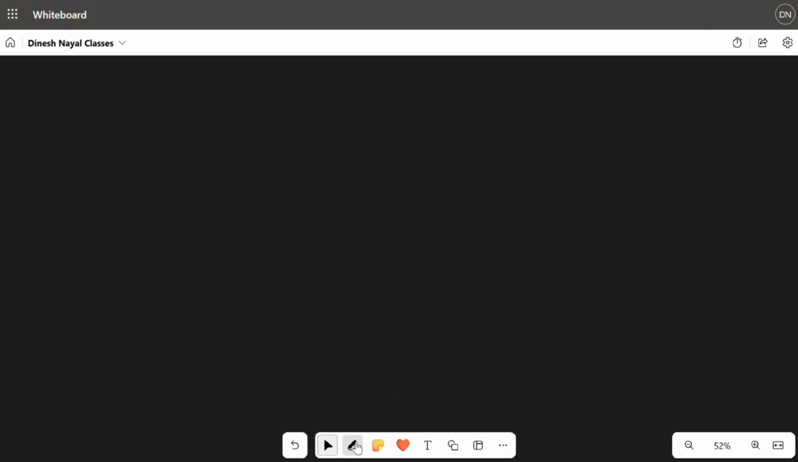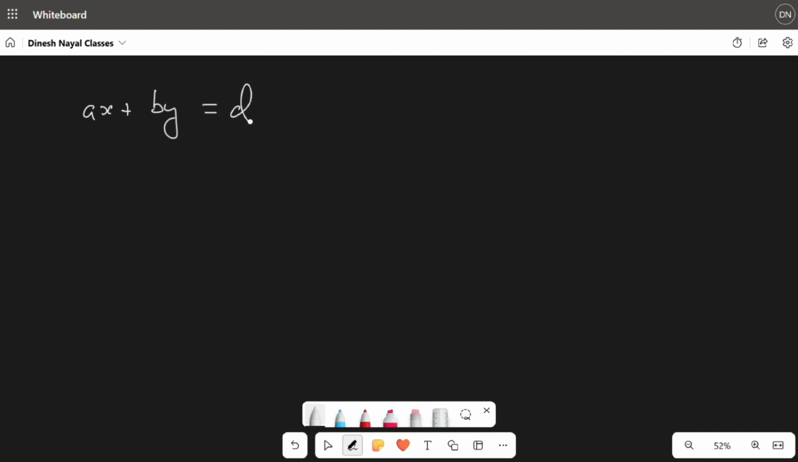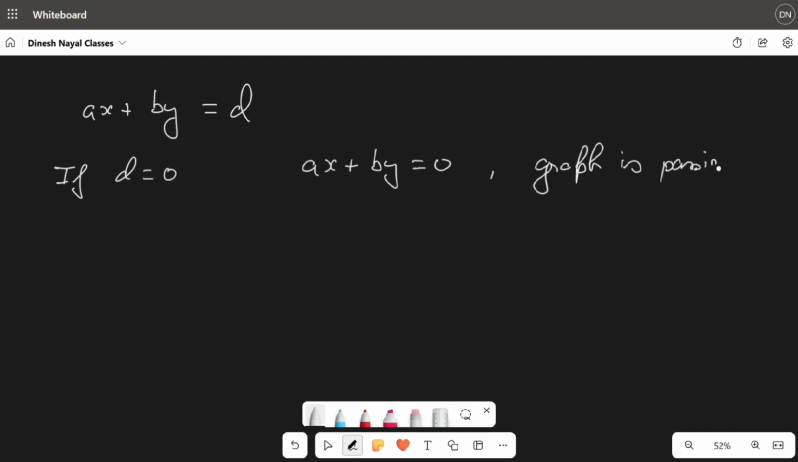Now students, one point that you should note is that, if the equation is given like ax plus by equals d, you know that this is the general form of the equation of the line. Now if d equals 0, that means it is like ax plus by equals 0. So when d is 0, that means the graph is passing through the origin. Origin is 0 comma 0.